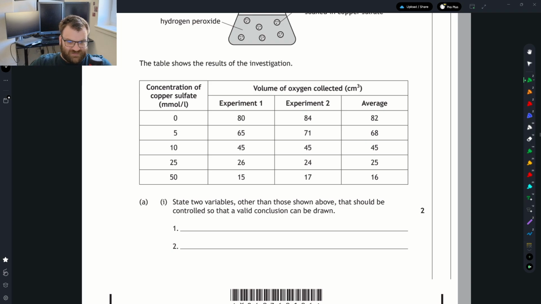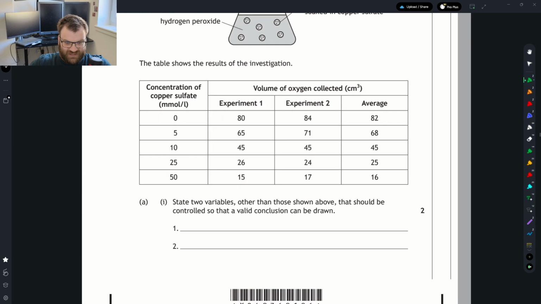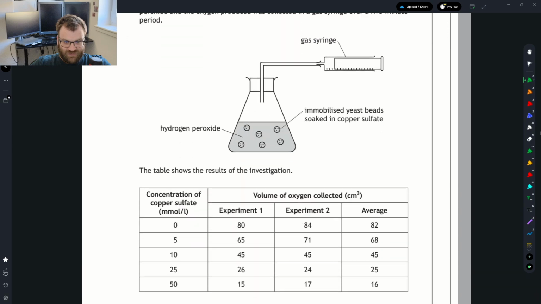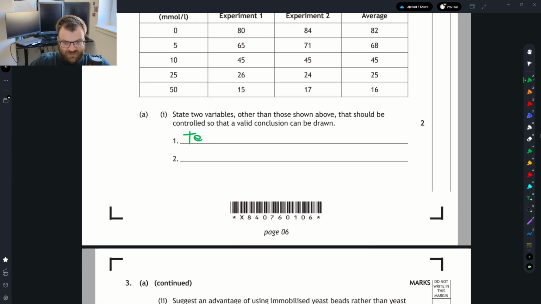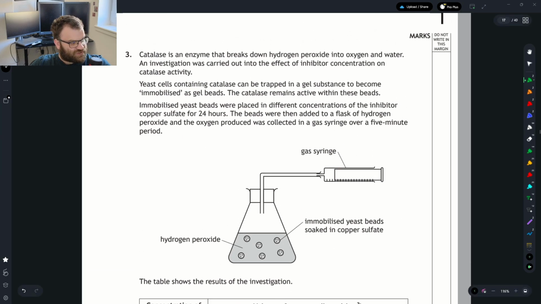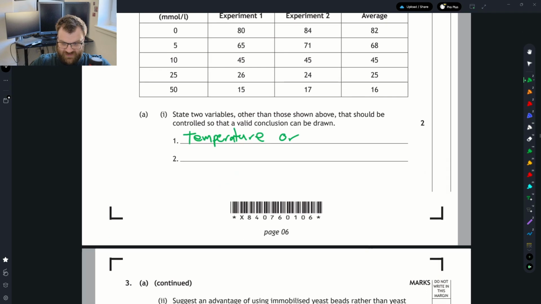The one thing we're not allowed to talk about is the concentration of the inhibitor, the copper sulfate, because it's already mentioned that's what we're investigating. Enzymes are affected by things like temperature. That's my go-to one. Do they mention it up here? I don't see it. So temperature would be a good one there. pH, so how acidic or alkaline the solution is, as well, isn't mentioned. I'll put them together because that's quite common.